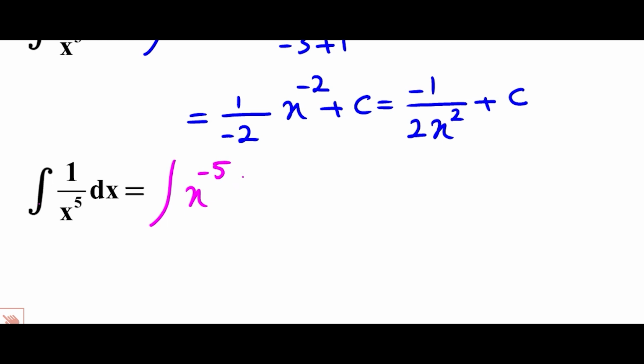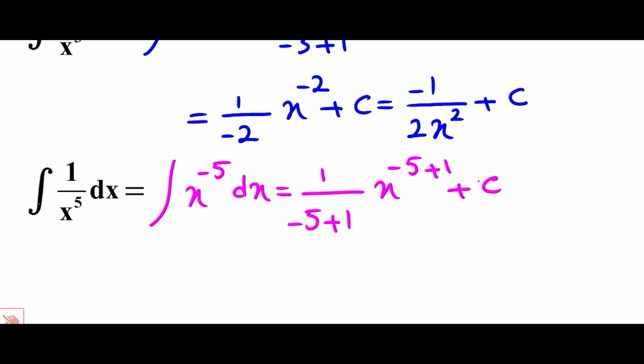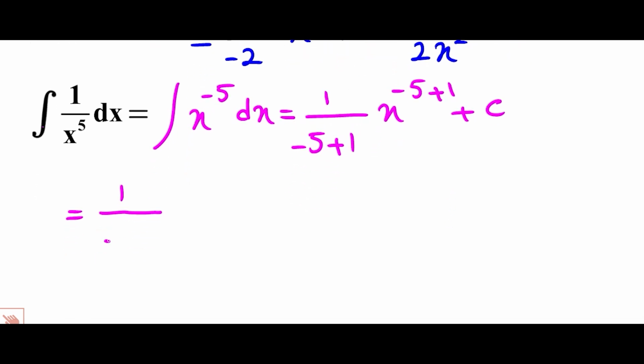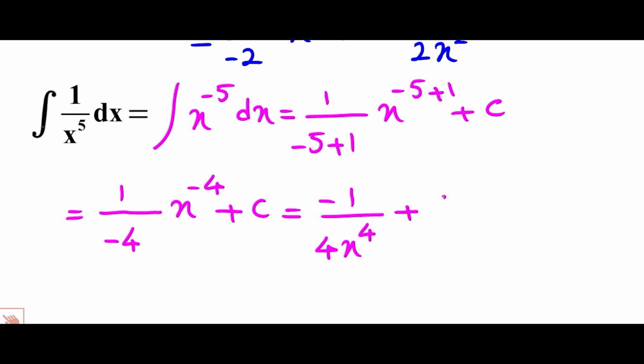Or the integral of 1 over x to the 5th dx equals the integral of x to the negative 5 dx equals 1 over negative 5 plus 1 x to the negative 5 plus 1 plus c. We use the power rule. So we have 1 over negative 5 plus 1 equals negative 4, x to the negative 4 plus c. And finally the answer equals negative 1 over 4x to the power of 4 plus c.